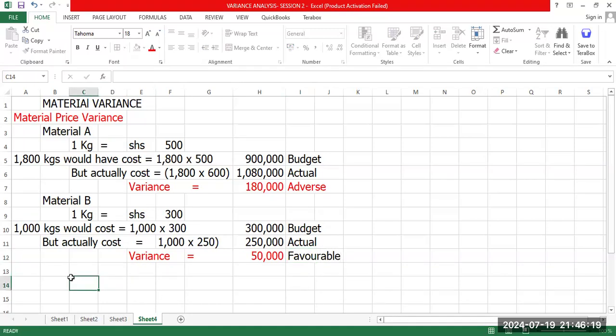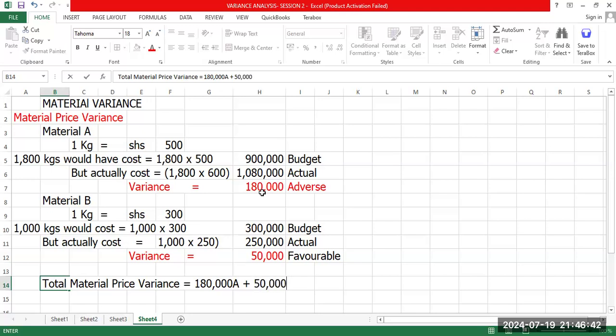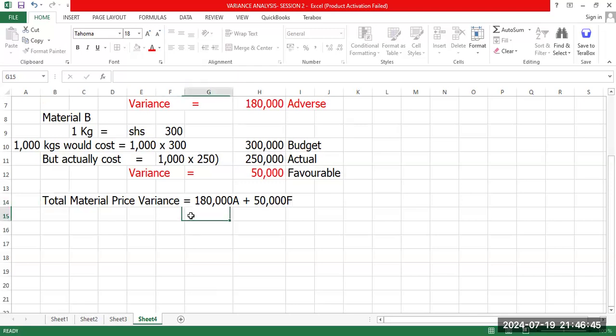Once you have this, you can get total material price variance, which is equal to this figure 180,000 adverse add 50,000 favorable. And what do you get? Remember, if a figure is adverse, that figure is negative. So on your calculator, write negative 180,000, then add 50,000. What do you get?